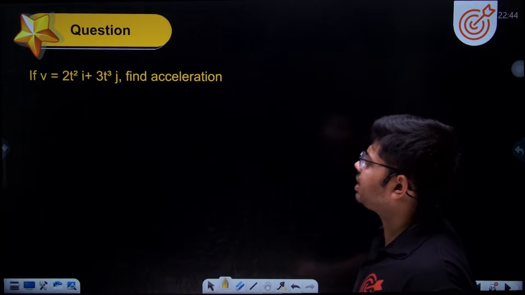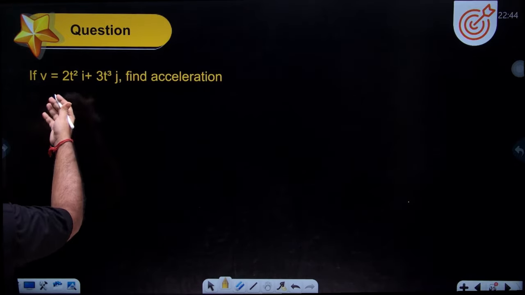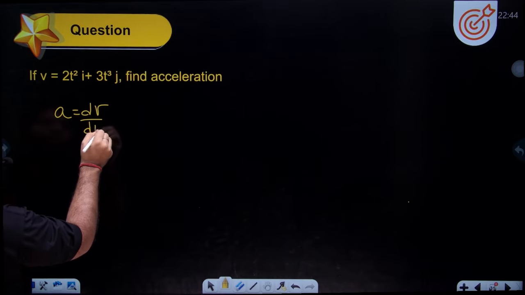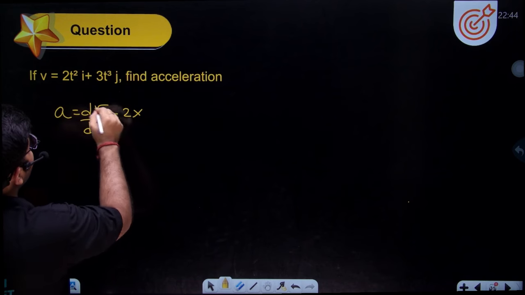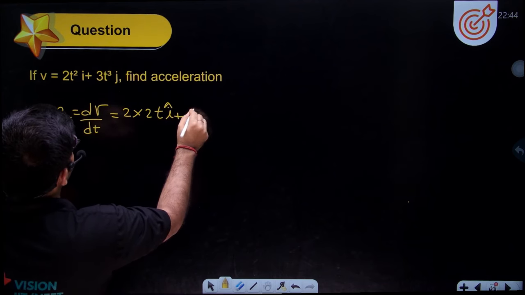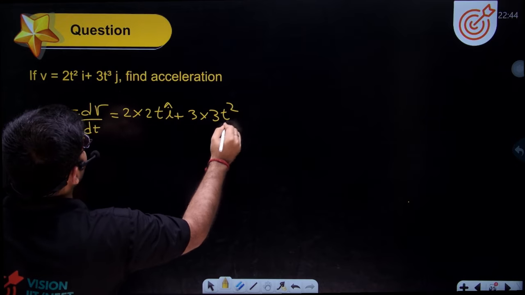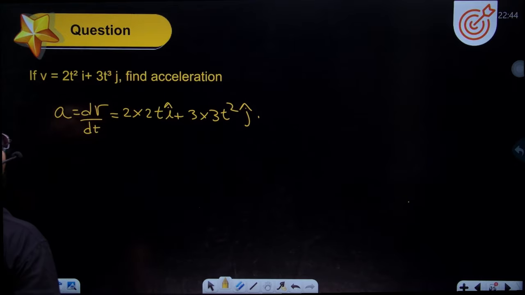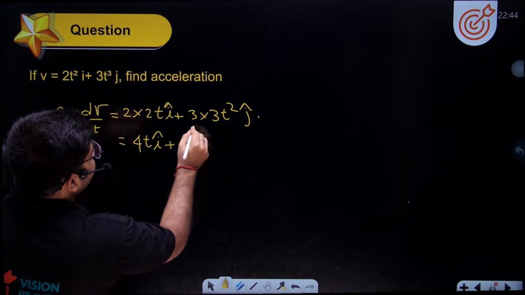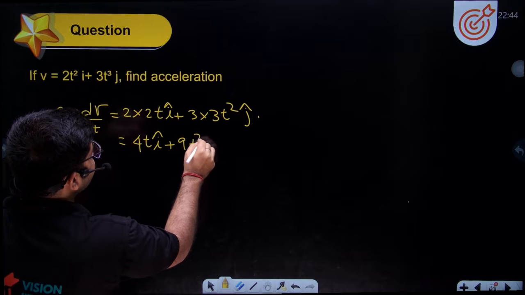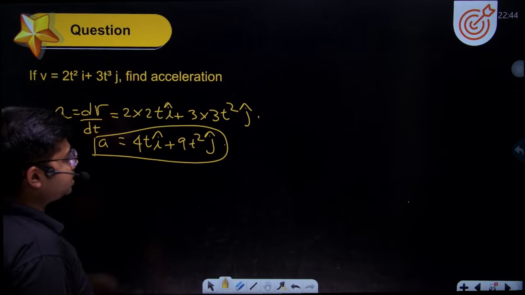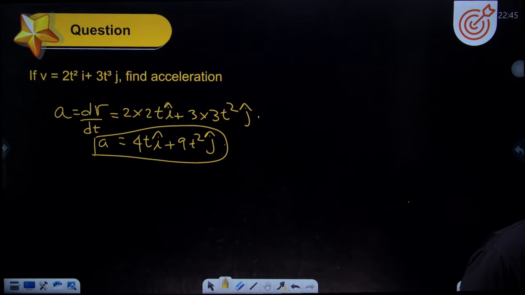Find acceleration. They want acceleration from you. Simple, we'll just differentiate it. So acceleration is nothing but dv/dt. You just differentiate, you will get 2 into 2t i cap plus 3 into 3t square j cap, right? So you will get here 4t i cap plus 9t square j cap. This is our acceleration.